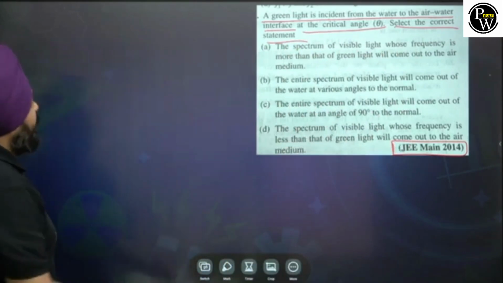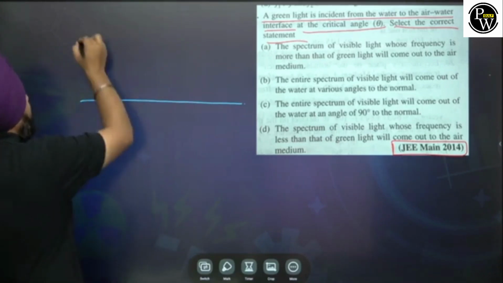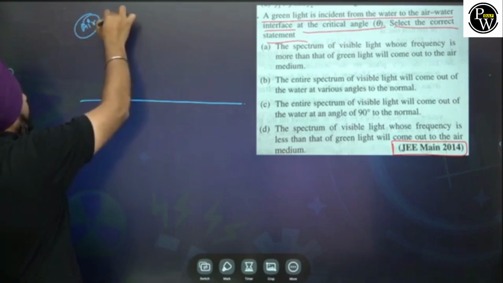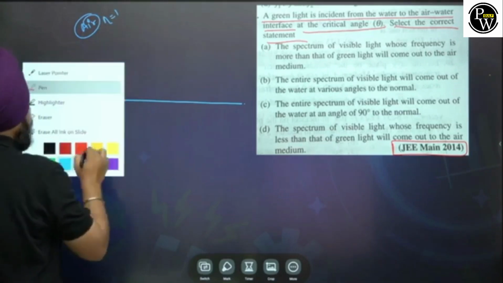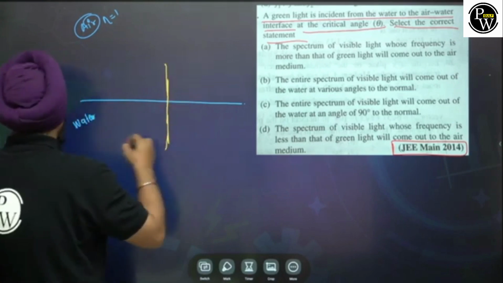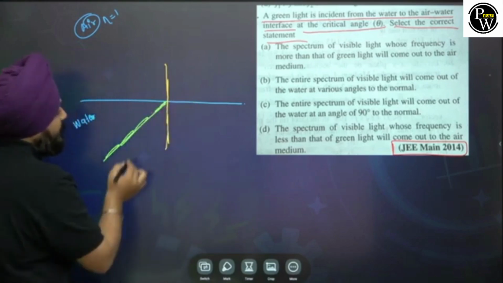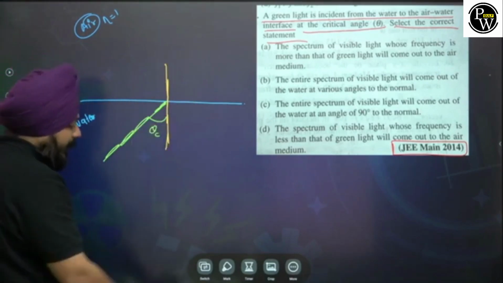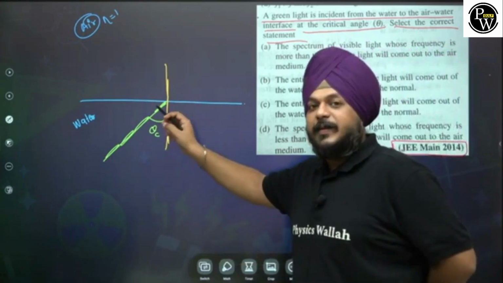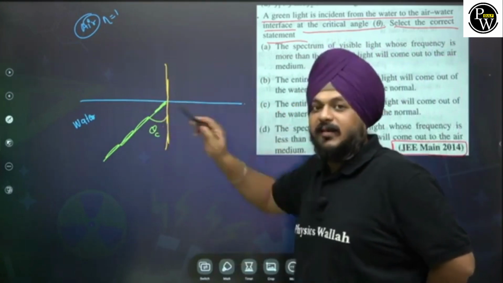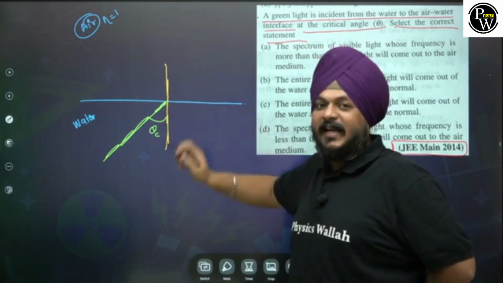What does the situation state? See, this is a surface that separates two media. This side we have air, the refractive index of air is 1. This side we have water. Now let's draw the normal to this surface. The question states to take a green light. The green light is getting incident at this surface where the incident angle is the critical angle, at the surface separating the two media, air and water.